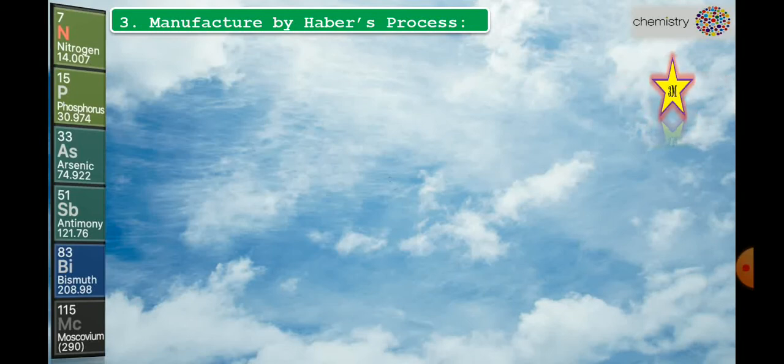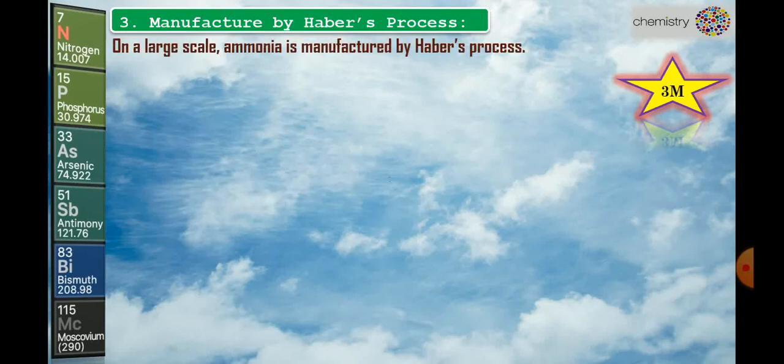I said this is important for how many marks? 3 marks. On a larger scale, ammonia is manufactured by Haber's process. Just now I said look at the reaction. Ammonia is manufactured by the combination of 2 gases. They are N2 gas and H2 gas. Dinitrogen combines with dihydrogen forming ammonia.